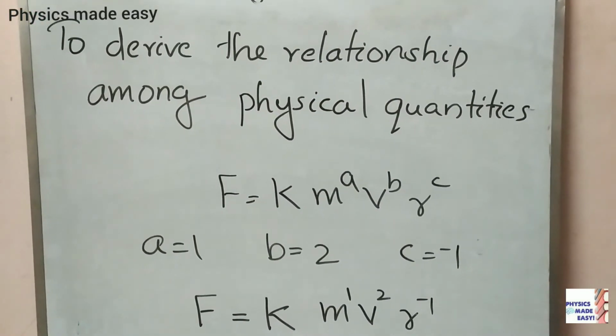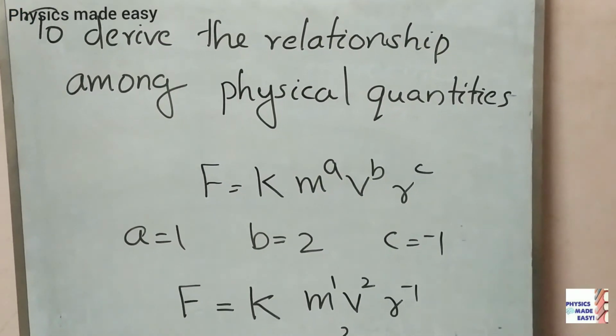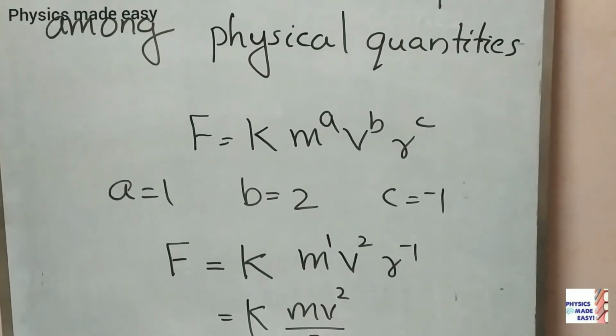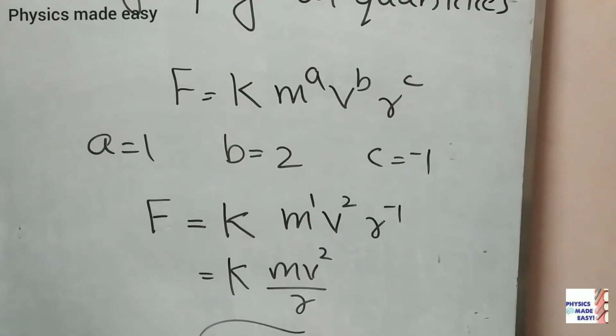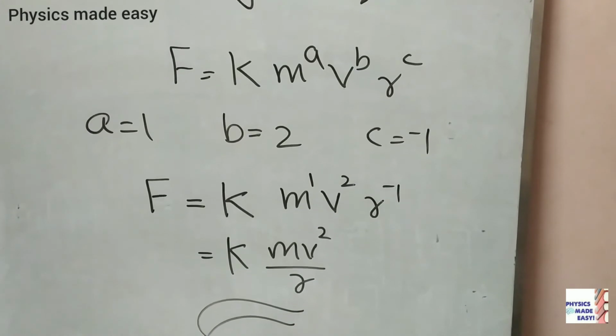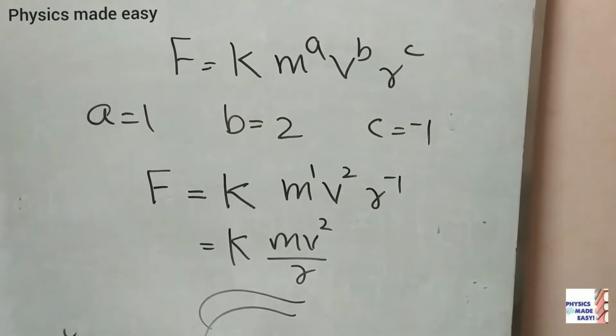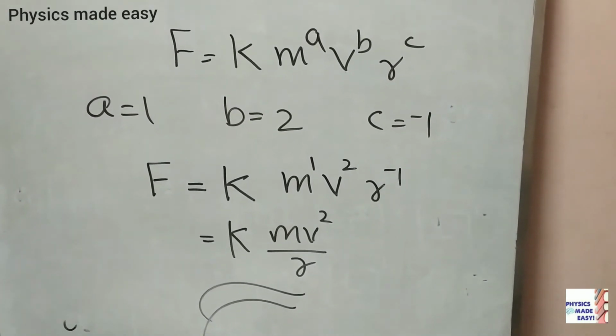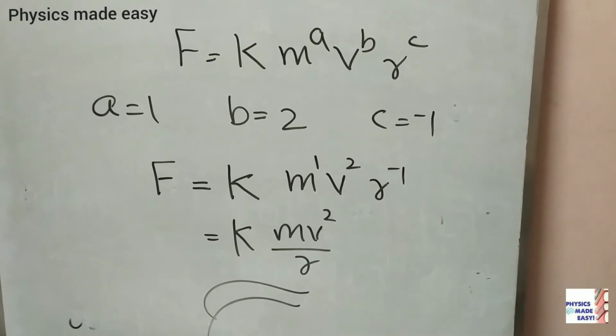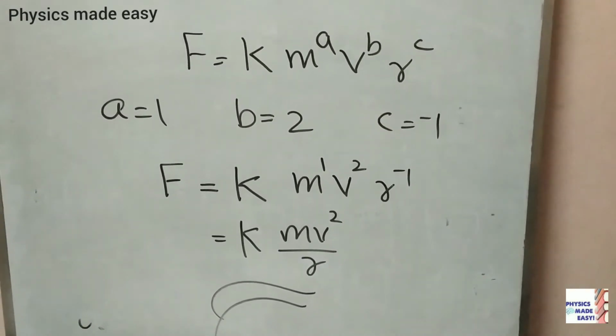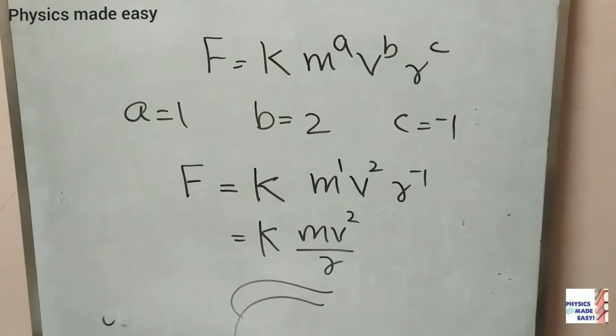Let us see the limitations of this dimensional analysis. Here, children, in this equation you can see F is equal to k mv square by r. After that we can't do anything. That means this method does not give any information about dimensionless constants. We have to just write that k like that.